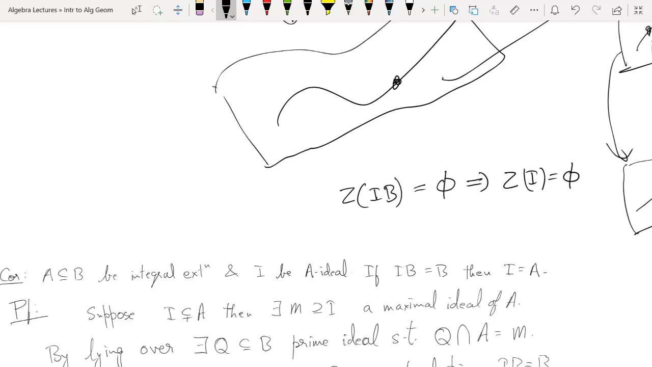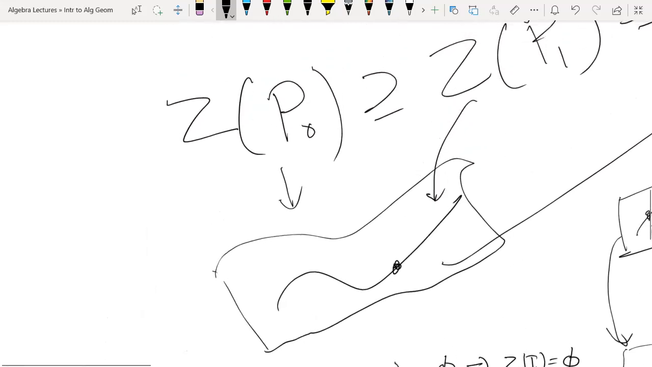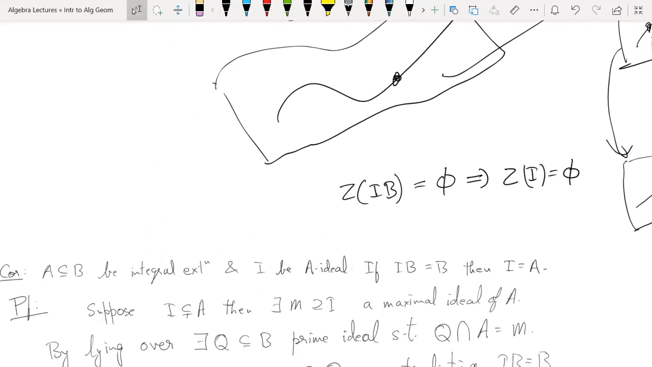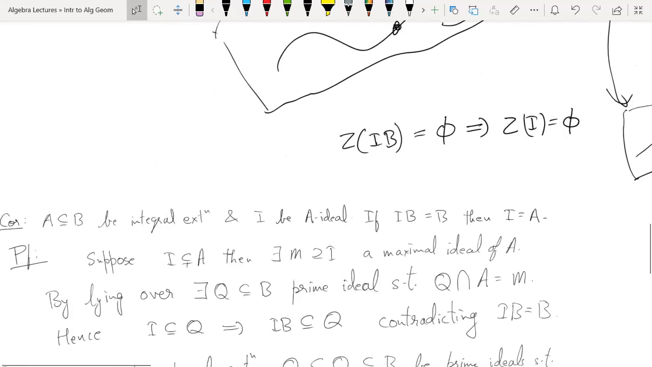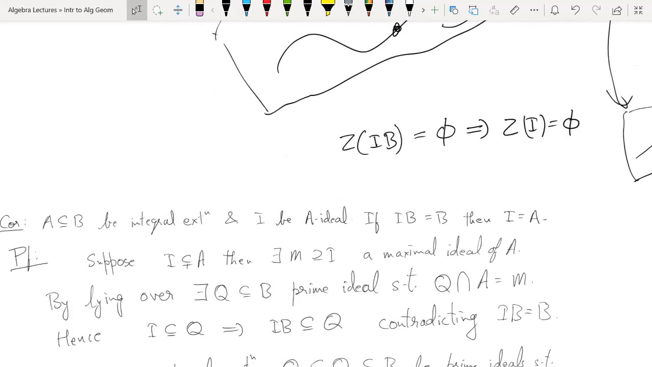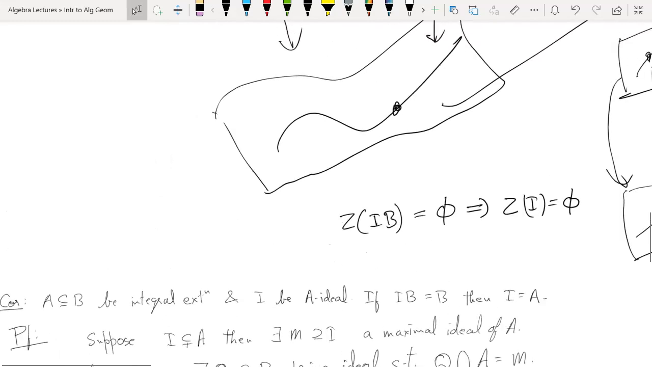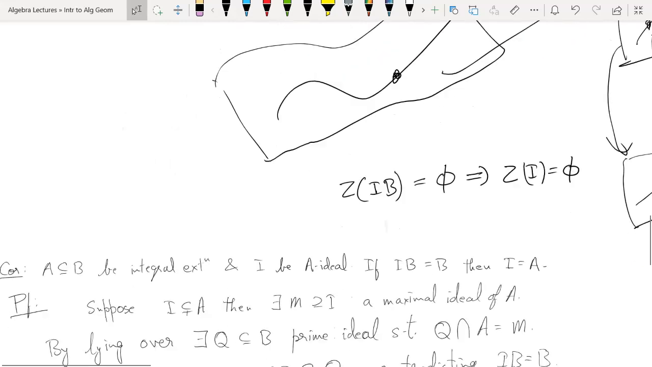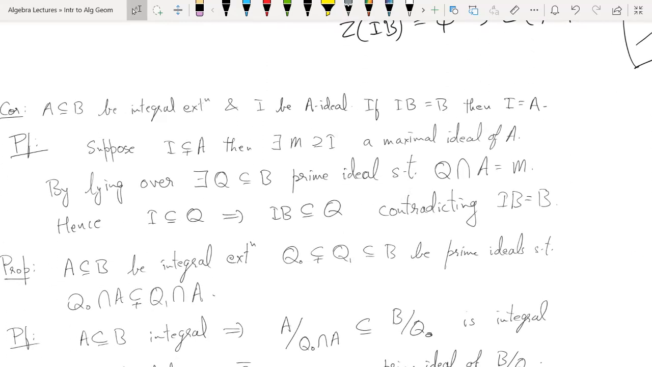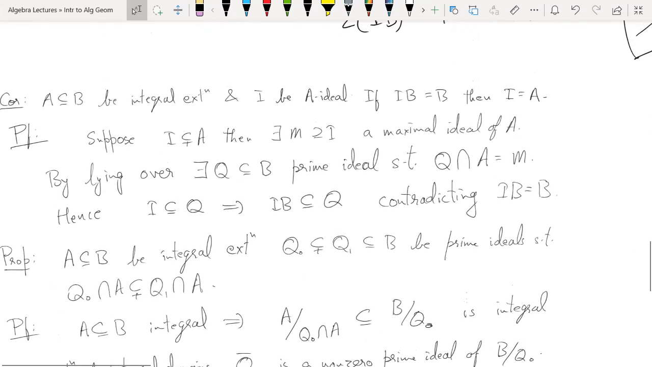Integral extensions are somewhat nicer, but all this will fail if you don't assume integral extensions. So maybe I should also give you one example where these things fail. Maybe I'll give you the example after doing this corollary. So we'll finish this and then I'll do an example.